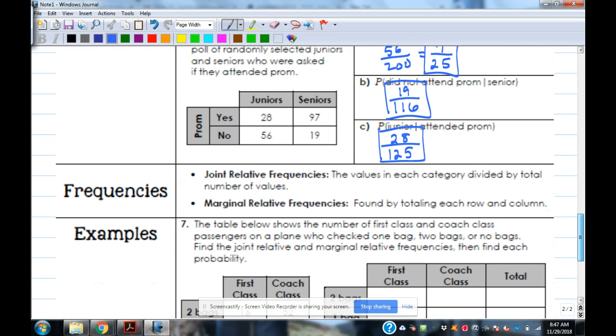Frequencies. A couple of definitions there. Joint relative frequencies are the values in each category divided by the total number of values. And then the marginal relative frequencies are found by totaling each row and column. So we're just finding some frequencies here. In statistics, we make frequency tables, and they're useful in analyzing data. So this is kind of a precursor to that sort of thing. Developing these frequencies is what we're trying to get you ready for.